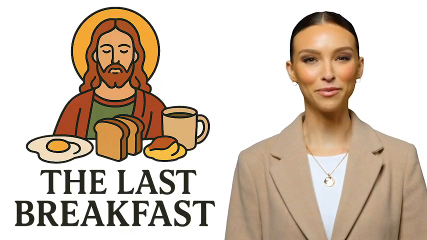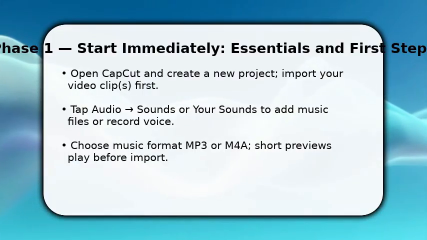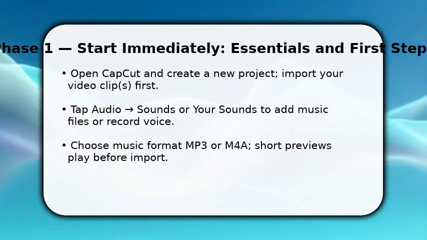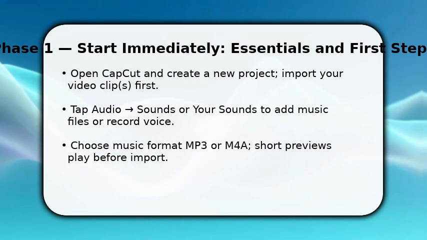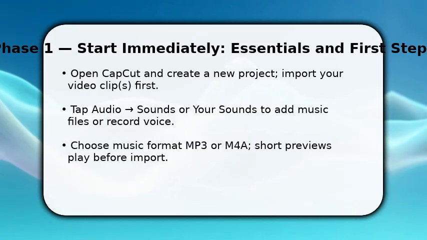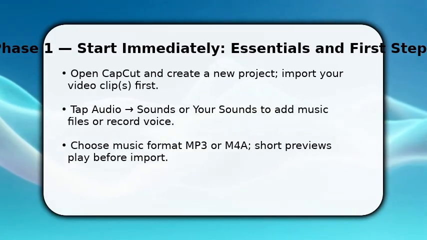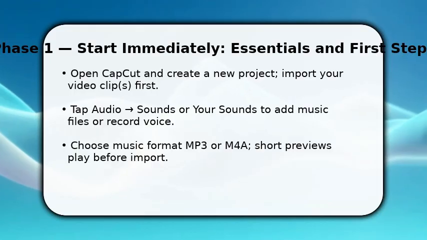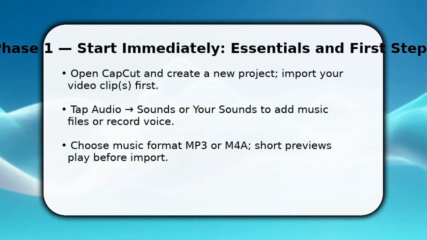Please enjoy the video. You start by opening CapCut and creating a new project. Import the video clip you want to score. Tap Audio, then select Sounds or your sounds to browse built-in tracks or upload an MP3/M4A. Once done, preview the music to check tempo and mood. Make sure its length roughly matches the scene you're scoring.